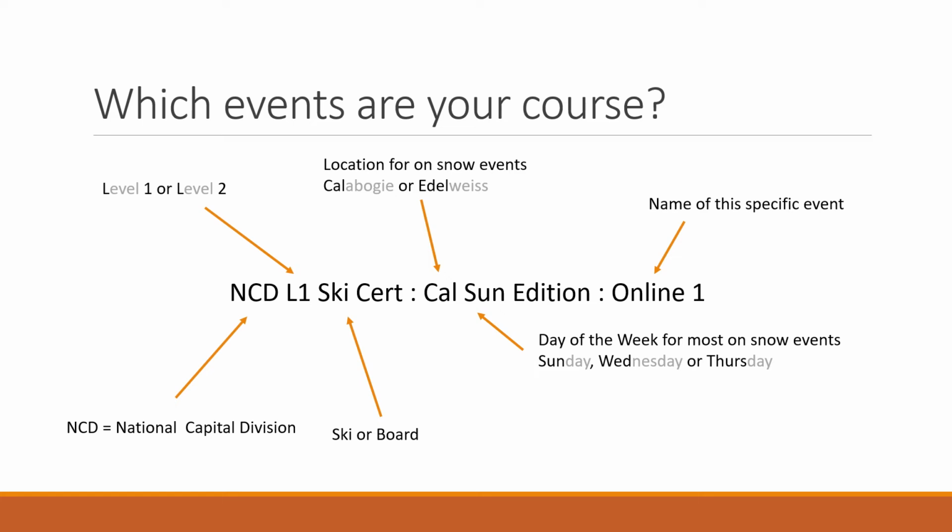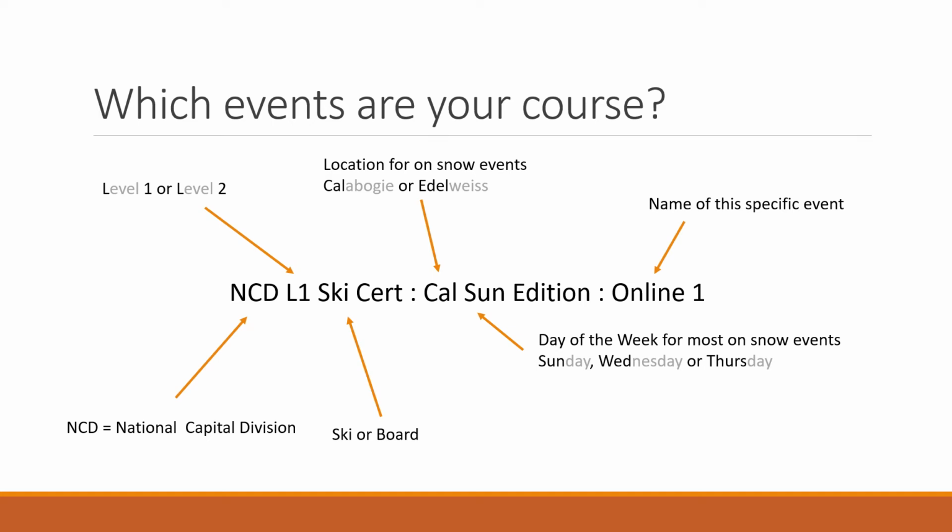So everything up to and including the word edition should be the same for all events that are part of the course you have signed up for. It's either level 1 or level 2, it's either skiing or boarding, it's either at Calabogie or Edelweiss, it's either Saturday or Sunday, Wednesday or Thursday.